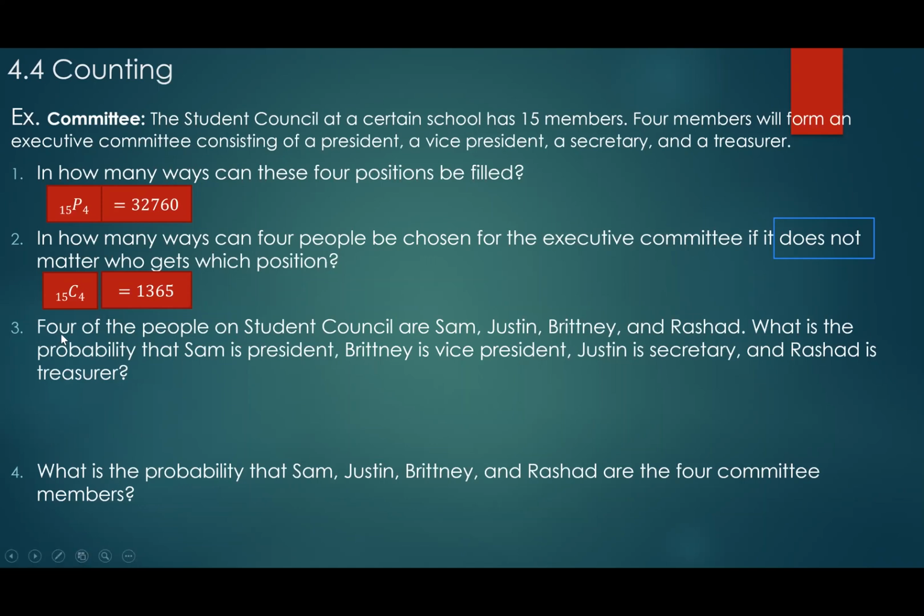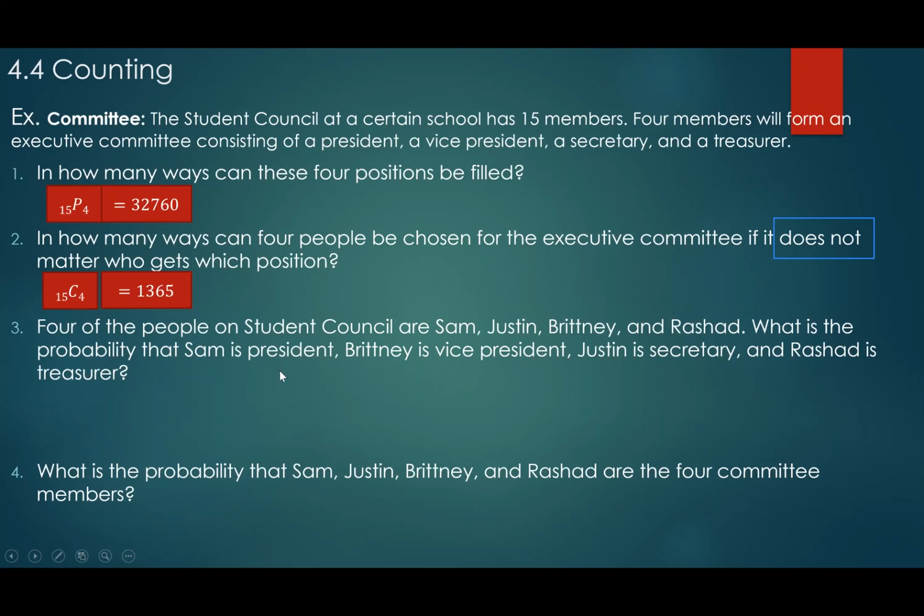They ask you, 4 of the people on this council are Sam, Justin, Brittany, and Rashid. What is the probability that Sam is the president, Brittany is the vice president, Justin is the secretary, and Rashid is the treasurer? Looking at this, do you agree that they give us a specific person for a specific position, right?